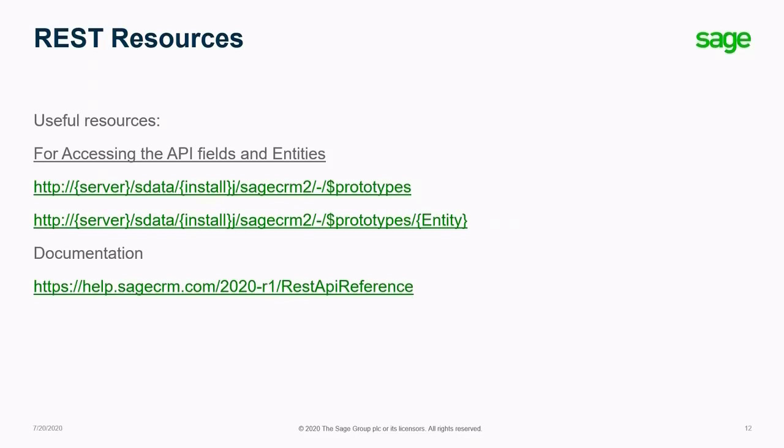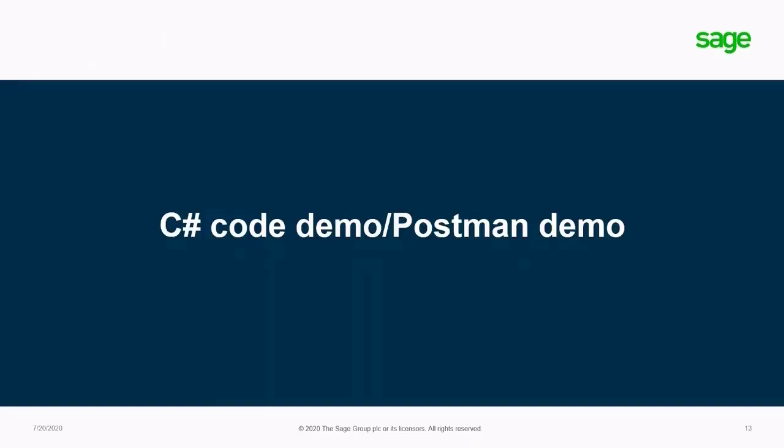Something else to go have a look at is the documentation that's available on help.sagecrm.com/the version number/REST API reference. For mine and for this test purpose, I used 2020 R1, and you can find all the documentation there that's mentioned in the slide. Now let's start by looking at Postman and what we can do in Postman and how we can use it to test if our REST API is working for CRM before we go to our C# code.